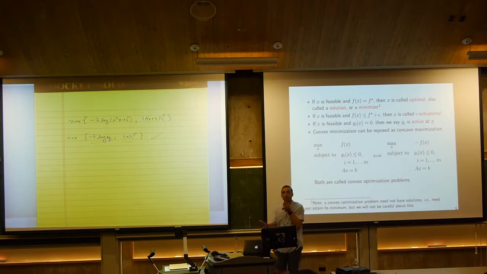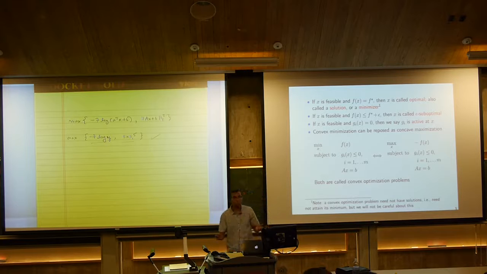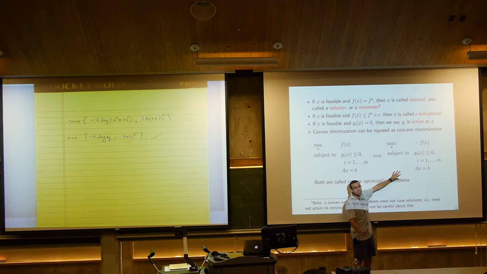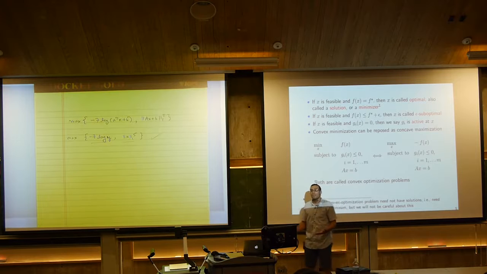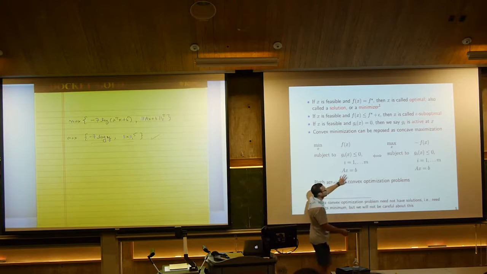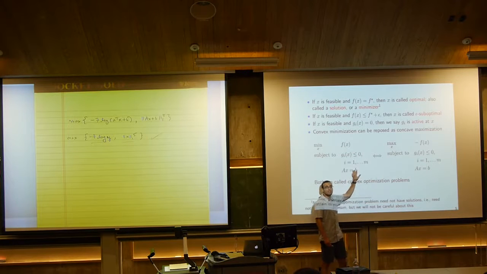Which means that we'll often write down a concave maximization problem and, in a slight abuse of terminology, say this is actually a convex optimization problem. What we really mean is that it can be reposed as convex minimization. So I'll call both of these convex optimization problems, even though that one's a concave maximization problem.